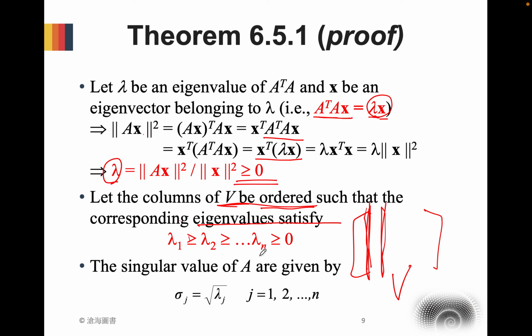Okay? And we define the singular value as the square root of lambda. So actually, sigma j is equal to the square root of lambda j. Because the square root of lambda j could be positive or negative, we only take the positive number.